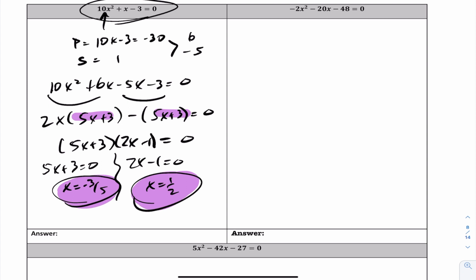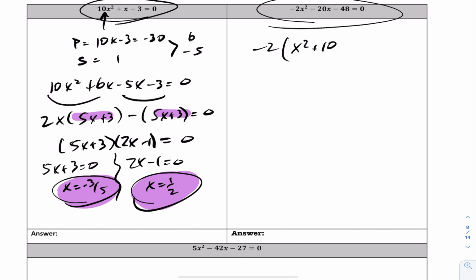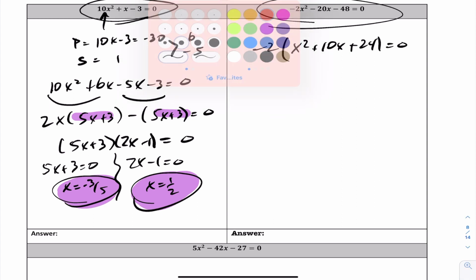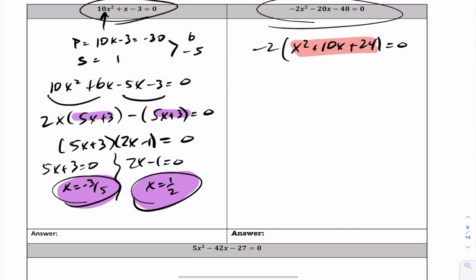Okay, continuing on here. So I've got a quadratic here. Again, you always want to look for a GCF. I see a GCF of negative 2 here. So factoring out a negative 2, I get x squared plus 10x plus 24 is 0. I have a simple trinomial inside. Notice the leading coefficient is 1. So I need to think of two numbers that multiply to be 24 and add to be 10. Well, those two numbers are 6 and 4.